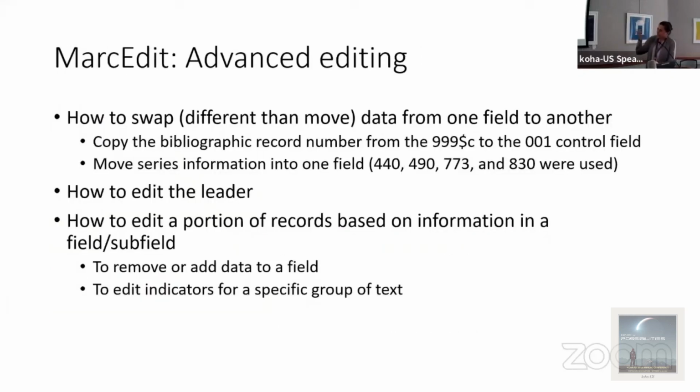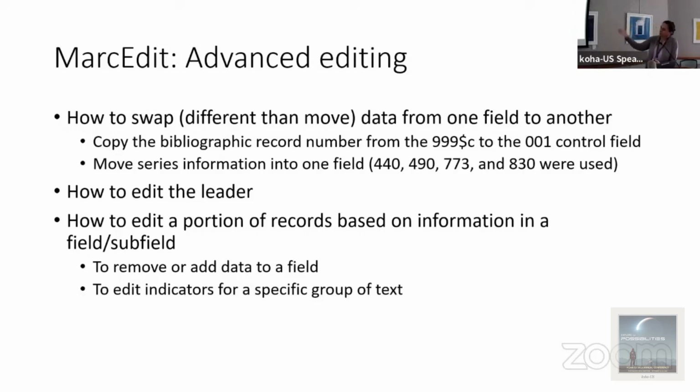The advanced editing, this took me a while to learn, was moving, because I didn't want to have to manually put in the move number in 001. Having MarcEdit copy it from the 999$c and create a new field in the 001 so that I didn't have to do that. So all of my records now have a 001, except for maybe the first couple ones that I didn't know how to do it, because I learned that during this project.